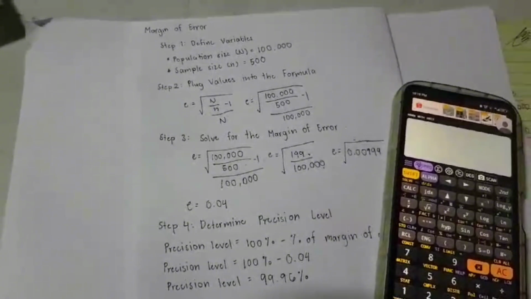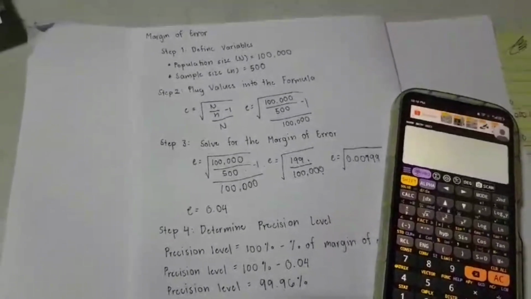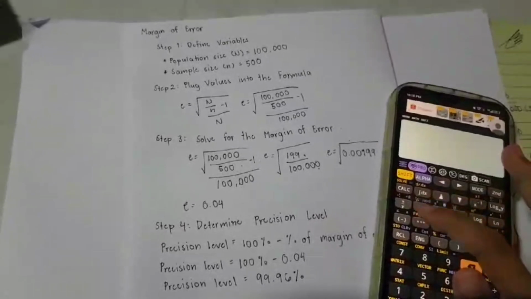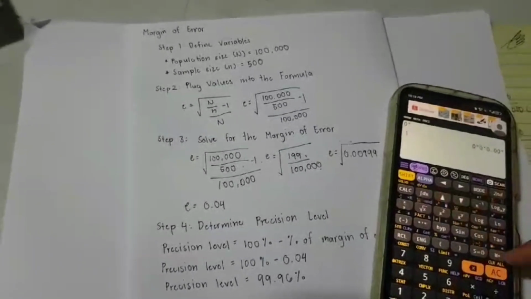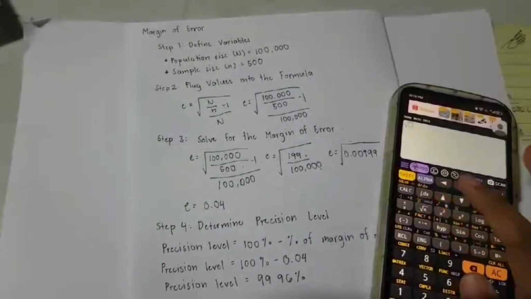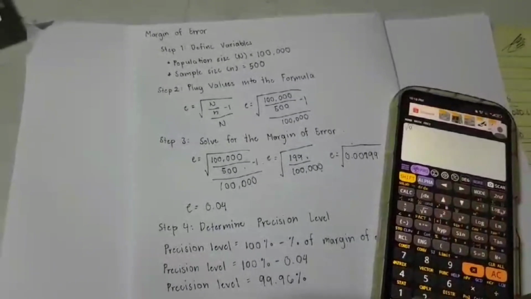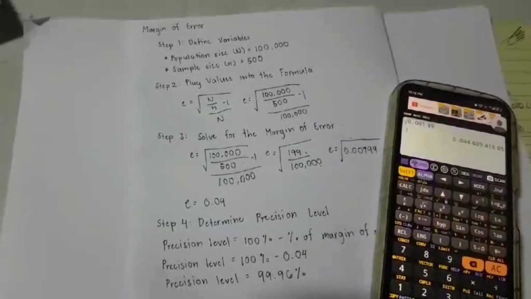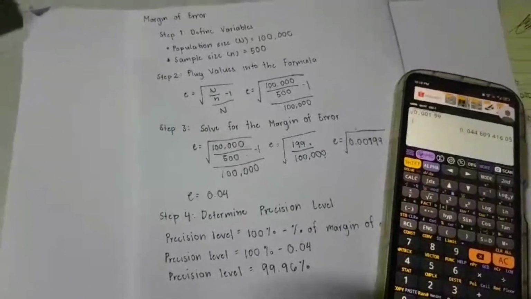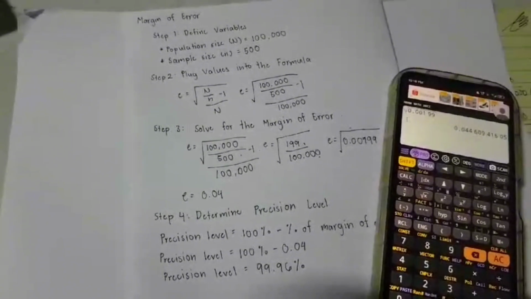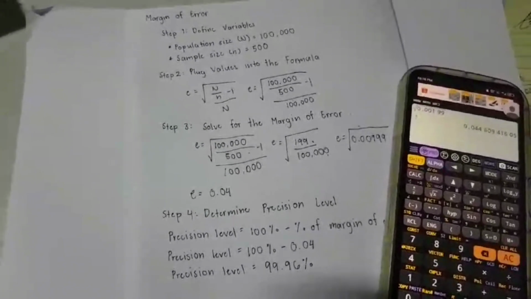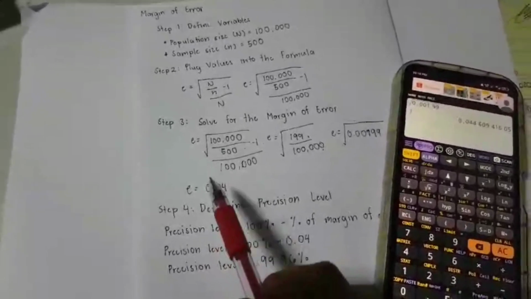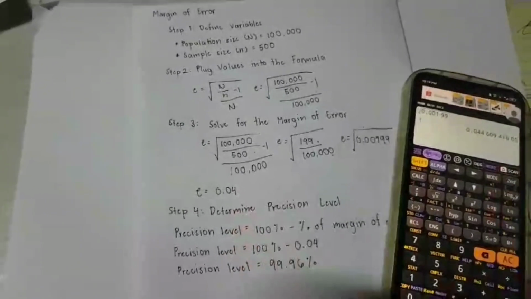So using our calculator, i-insert po natin ito. Square root of 0.00199 and makukuha po natin is 0.044, but since 2 decimal places lang po tayo, ito po yung makukuha natin, 0.04.